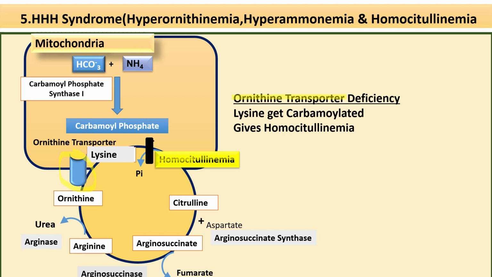So it is called as a triple H syndrome because here H stands for hyperornithinemia because ornithine is not entering inside the mitochondria, ammonia is elevated, hyperammonemia, and homocitrullinemia because instead of ornithine there is a formation of homocitrulline. That's why it is called as a homocitrullinemia. That's why it is a triple H syndrome.